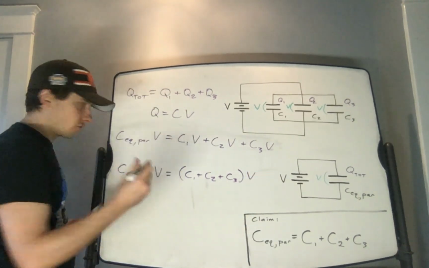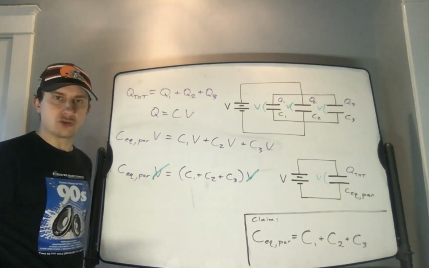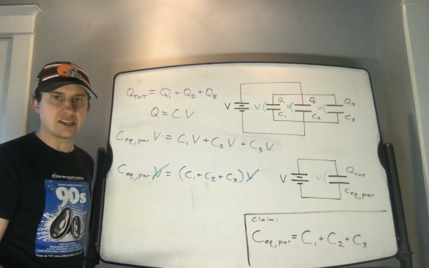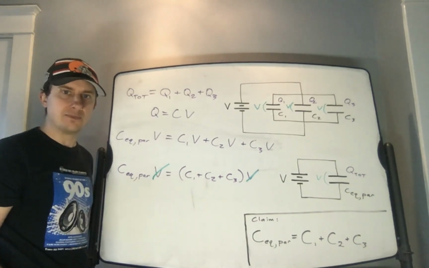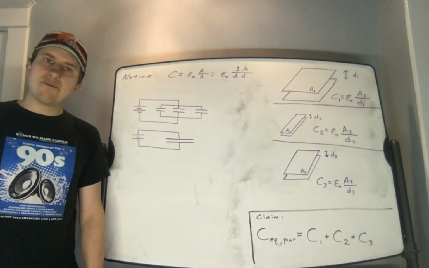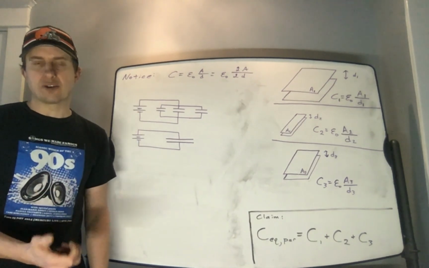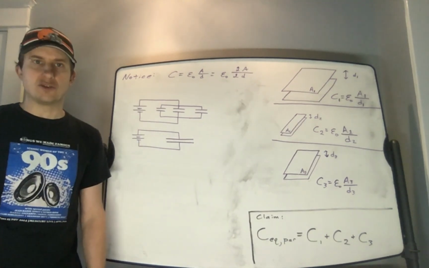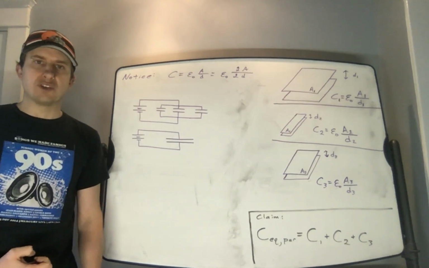And then when I cross out the V's, I end up with this relationship between the capacitance of the equivalent capacitor and the capacitances of these three capacitors in parallel. At this point, we have finished our proof that the equivalent capacitance of three capacitors in parallel is given as C1 plus C2 plus C3. However, there is another way we could go about proving this relationship.